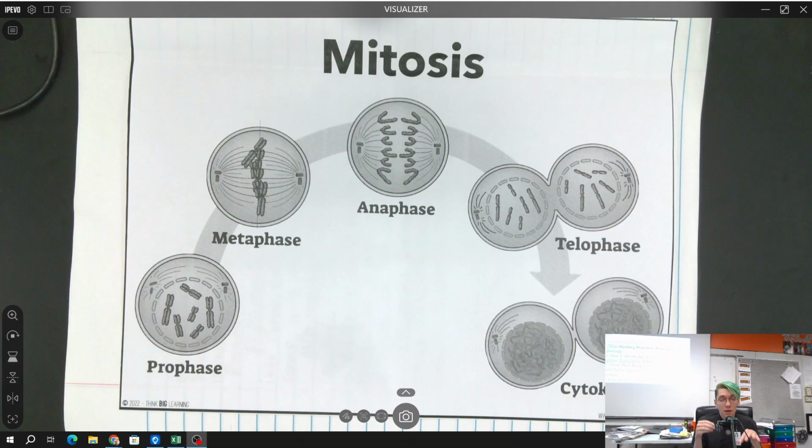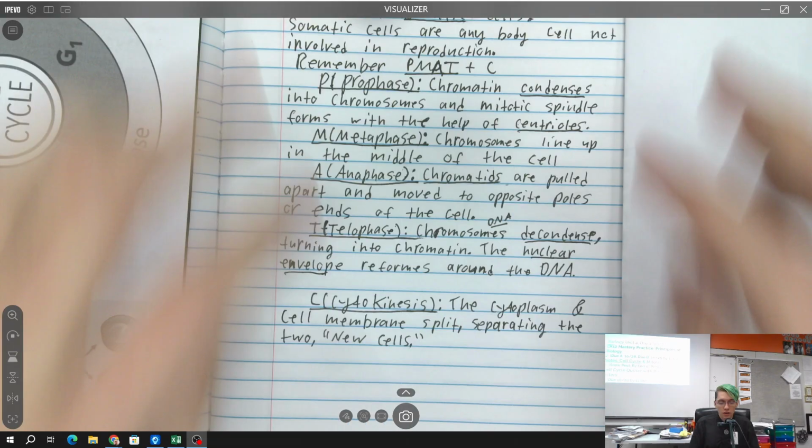So PMAT plus C. I know it's a really gross mnemonic, or not mnemonic, but a thing to think of, but it's an easy way for us to think about it. So prophase, that is going to be where the chromatin is condensing. That's all of our DNA condensing.